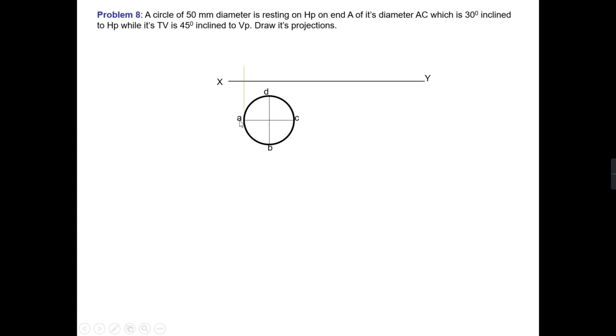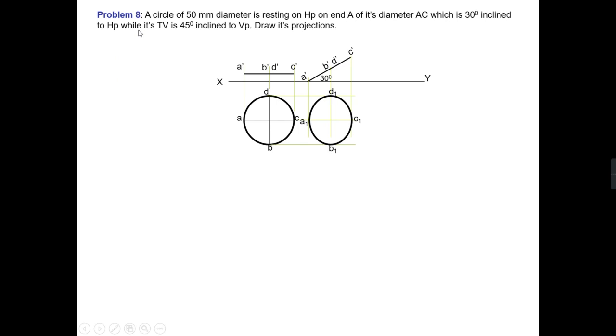So this is your diagonal AC, so that your point A can rest on the horizontal plane. See here, the circle is not divided into the 12 parts. You should divide it into 12 equal parts so that you can draw the projection of the circle, like we have seen in the previous problems. So now I am inclining the line at a 30-degree angle. So I can draw the projection of the circle in the top view like this.